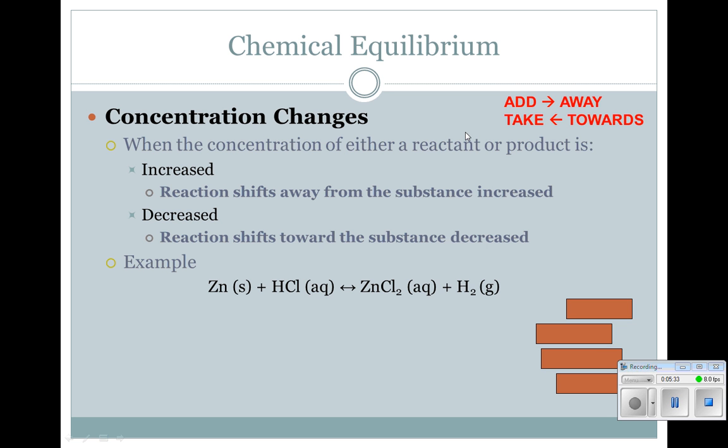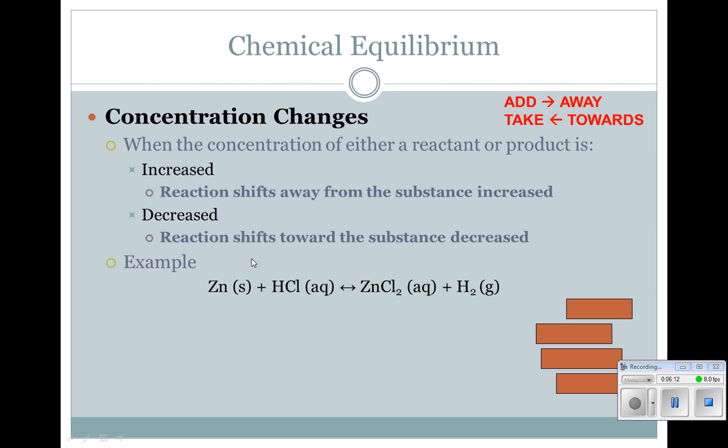So I want to use this example to show you what I mean. Let's say that I increase the amount of zinc that I have in my reaction vessel. If I increase zinc, that means I have a higher concentration. So I have more collisions happening, which means it's going to shift away from zinc. So if zinc's on the left, it shifts towards the right, which all that means is it's favoring the forward reaction.